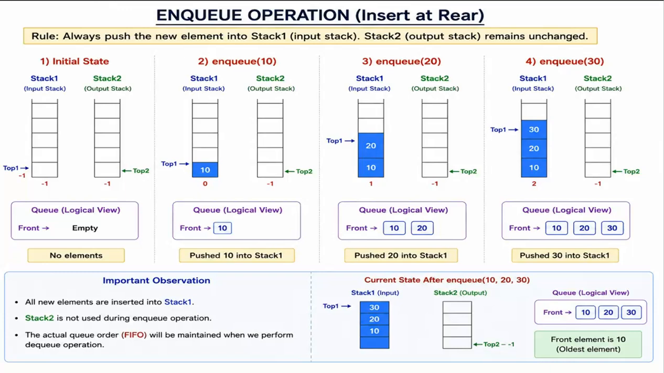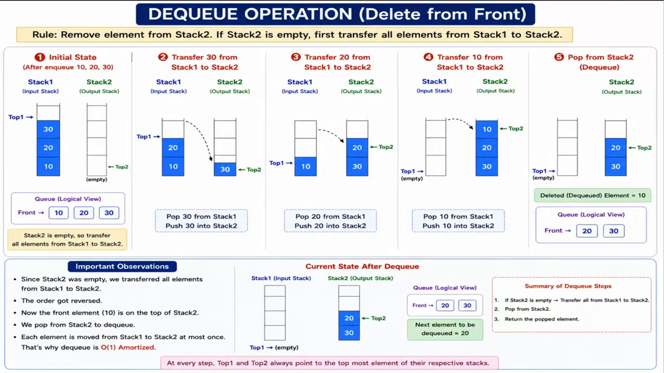For enqueue, the important role is played by stack 1. There is no role for stack 2. All new elements are inserted into stack 1. Stack 2 is not used during the enqueue operation. Done. So let us look into an example of the dequeue operation now.